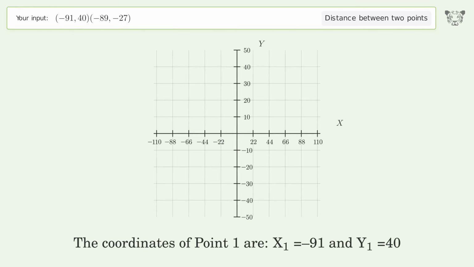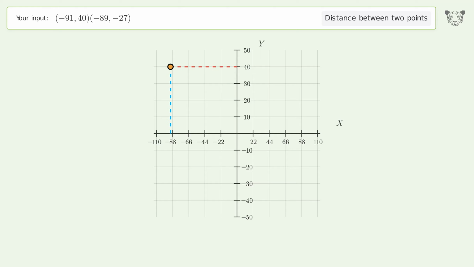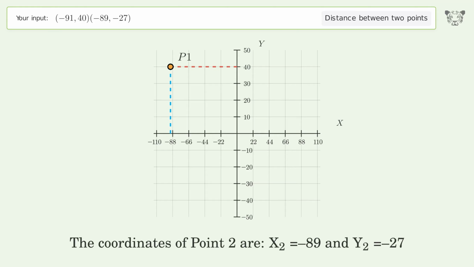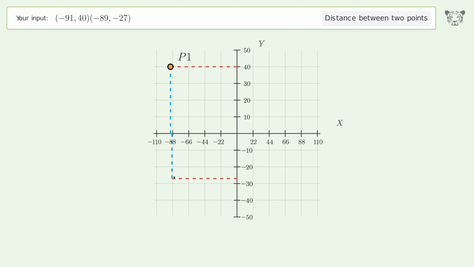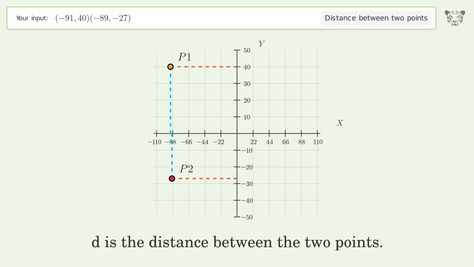The coordinates of point 1 are x1 equals -91 and y1 equals 40. The coordinates of point 2 are x2 equals -89 and y2 equals -27. D is the distance between the 2 points.